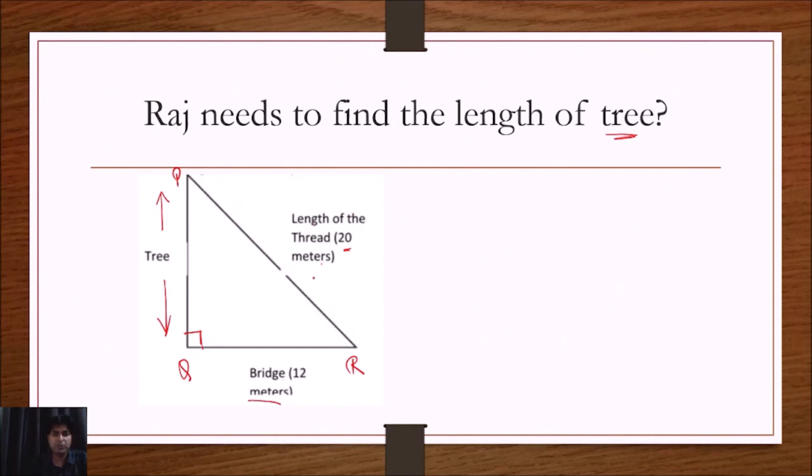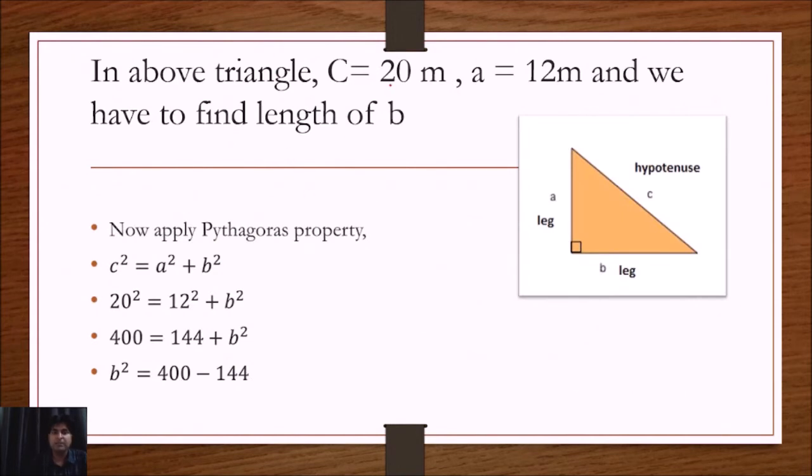So in this triangle, to find the third side, as the two sides are known, we can apply the Pythagoras property. In the above triangle, C will be 20 meters, A will be 12 meters, and we have to find the length of B. So we apply the Pythagoras property. C square equals A square plus B square. C value is 20, so we place 20 for C, and in place of A we write 12, plus B square.